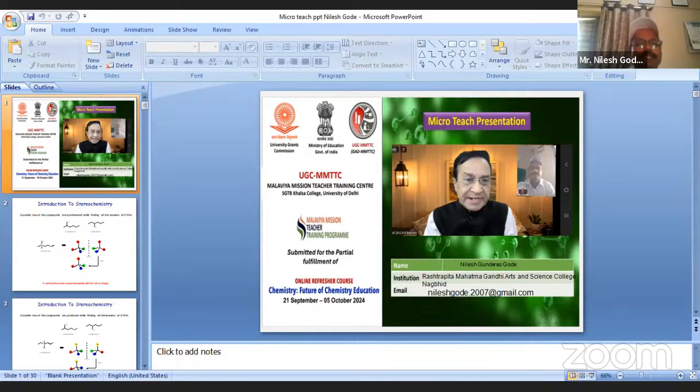Isomers have different types: structural isomers, conformational isomers, and configurational isomers. In structural isomers, the arrangement or attachment of atoms is different. In conformational isomers, rotation of a bond forms the isomer. And configurational isomerism is due to the three-dimensional arrangement in space. All those things I teach with the model.